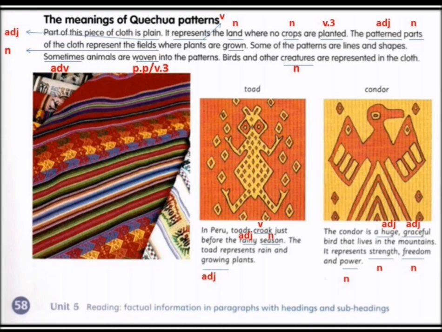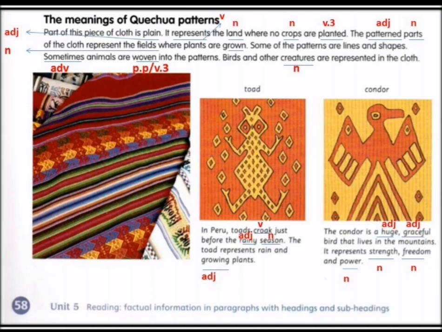Plain, it is adjective. Represents, it's a verb. Land, it is a noun. Crops, it is a noun. Planted, it is past participle, verb 3, because here are planted is passive. Pattern, it is adjective. Parts, it's a noun. Fields, it's a noun. Grown, it is past participle, verb 3. Sometimes, it is adverb. Woven, it is past participle, verb 3. Creatures, it's a noun.